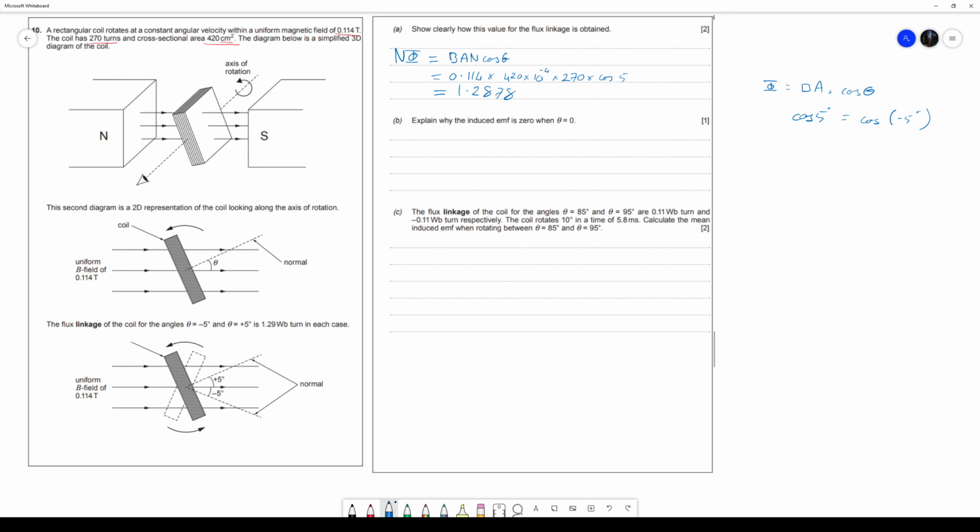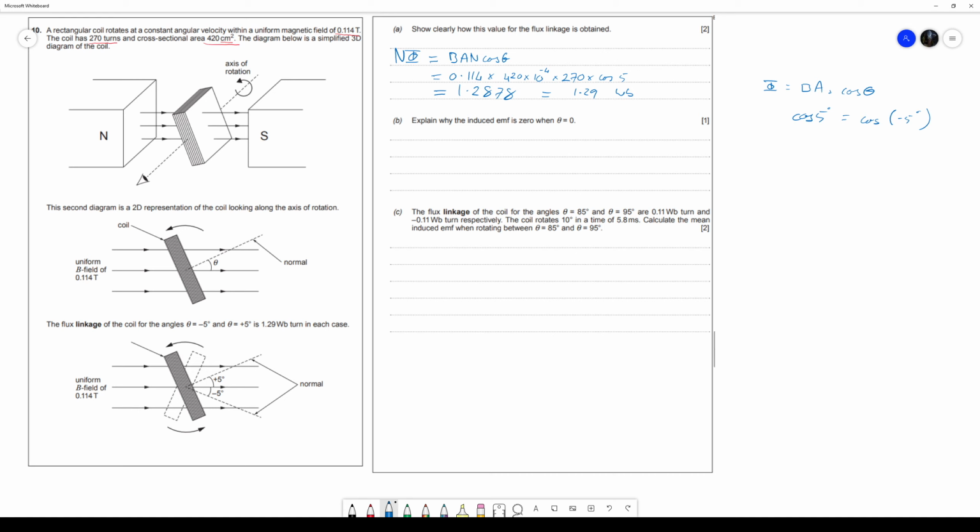1.2878, which is equal to 1.29 Webers. You don't need this approximate business. It is equal to 1.29 Webers to 3 significant figures.